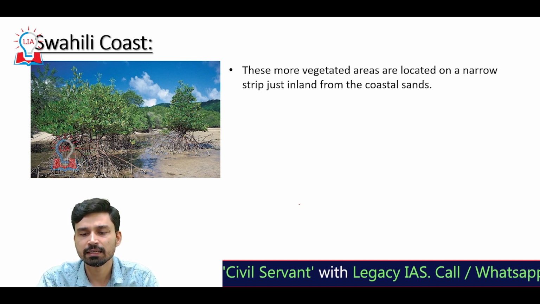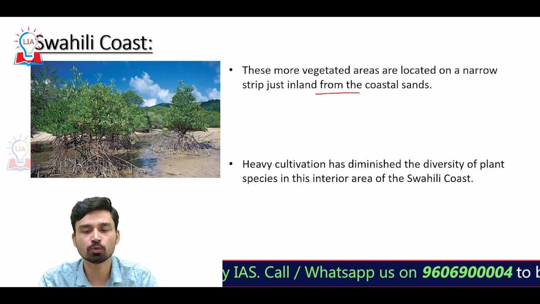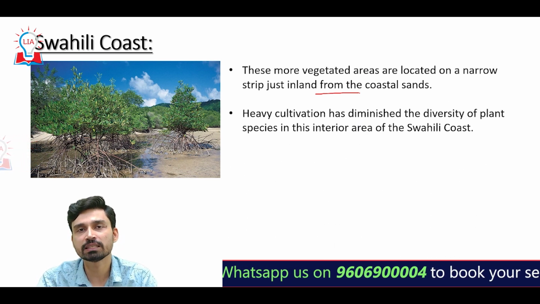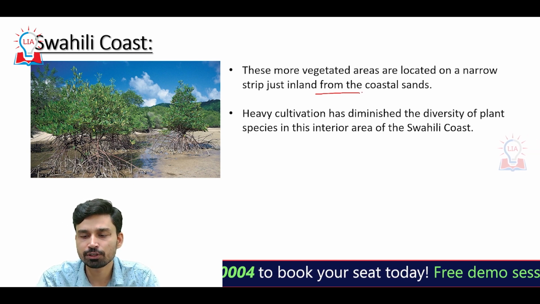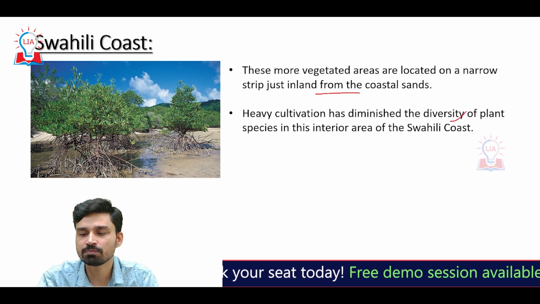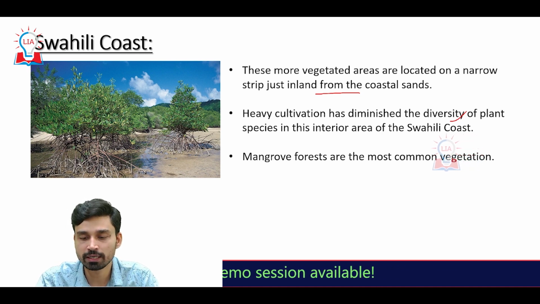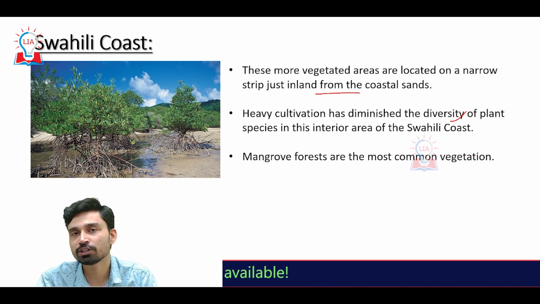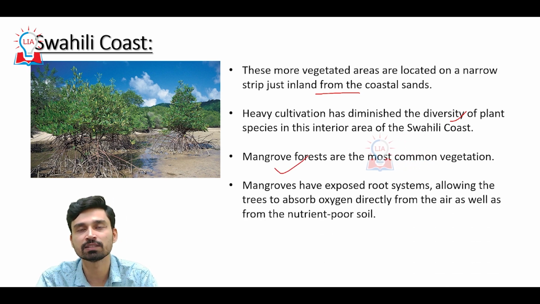On the Swahili Coast, these more vegetated areas are located on the narrow strip just inland from the coastal sand, and heavy cultivation is being carried out in this area because of the coastal location. Due to this heavy cultivation, the diversity of plant species has been quite diminished in the interior part of the Swahili Coast. In terms of the common vegetation that we find in this area, obviously we have the mangrove kind of forest, mangrove kind of vegetation that is found here.